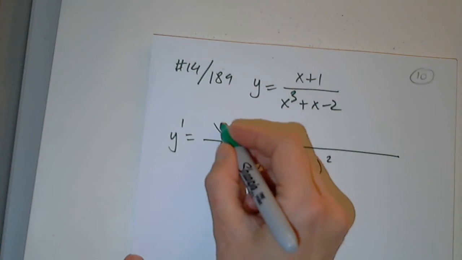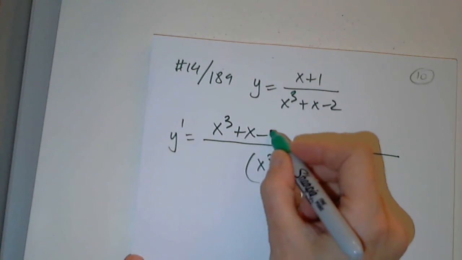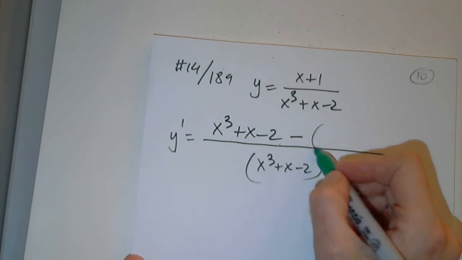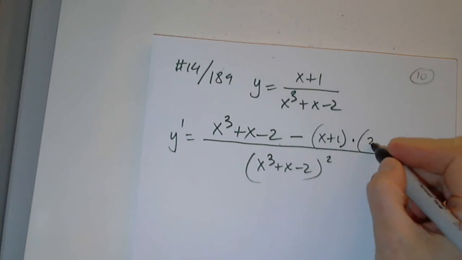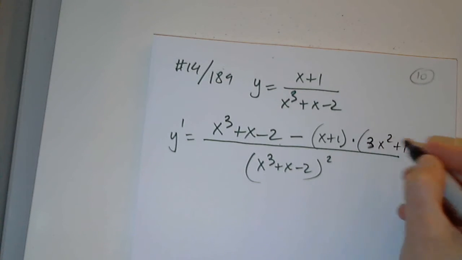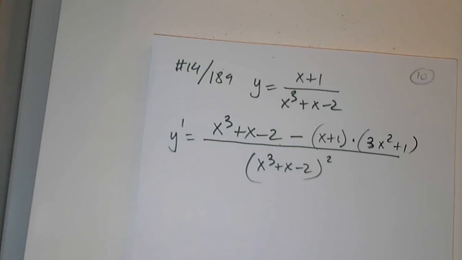1 times the denominator minus. I copy the first function and I multiply it by the second one and differentiate it. So let's differentiate the second one. Can anyone give us the derivative of the denominator? 3x squared plus 1. Excellent. Do we all agree with 3x squared plus 1?